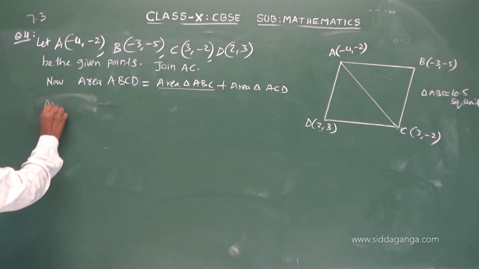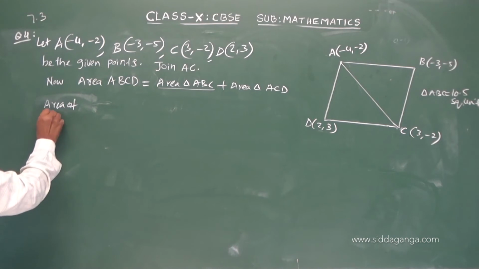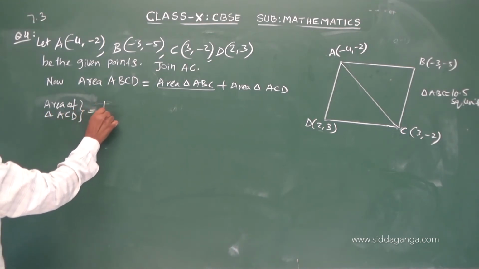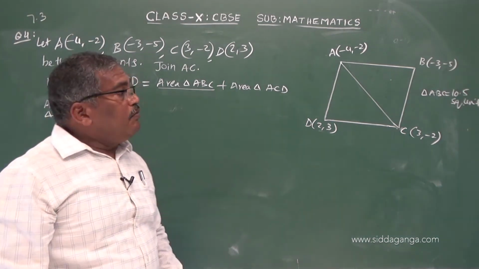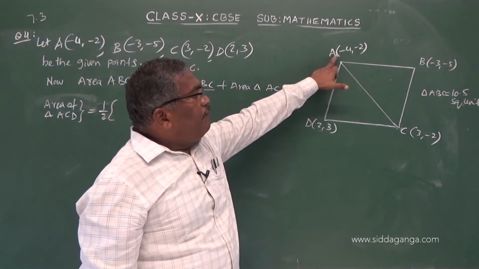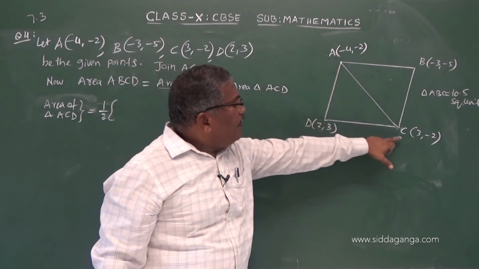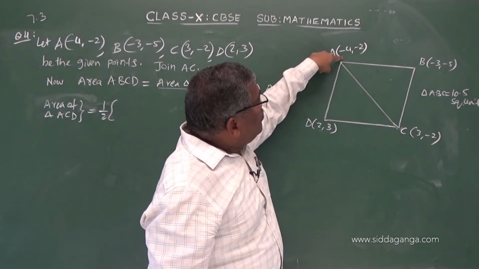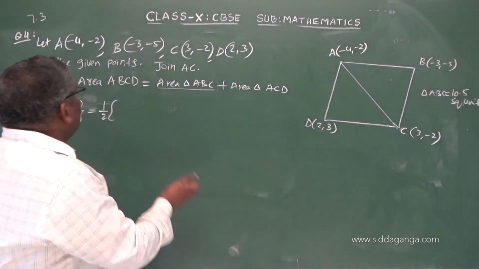Now area of triangle ACD equals half into, again you need not write the formula time and again, but you have to be careful in substituting the values. This is x1 y1, x2 y2, not this one, this time x1 y1, x2 y2, x3 y3. So likewise you have to take.